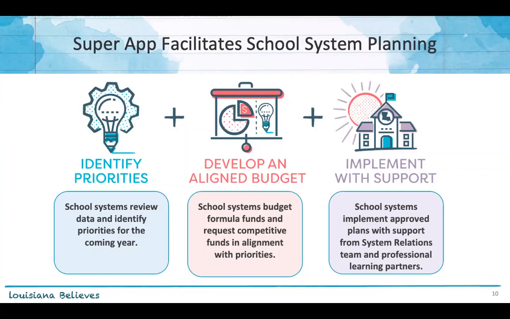Before we look at the scenario, it is very important to note that the Super App facilitates school system planning efforts. To effectively plan, school systems will need to have key staff members at the table, such as curriculum and instruction staff, special education administrators, professional development teams, and your federal programs directors. This team will review data to identify priorities, develop a budget aligned to your school system priorities, and implement approved plans with support from the department.